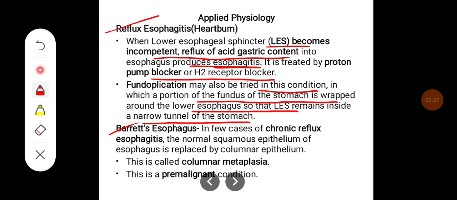Barrett's esophagus. In a few cases of chronic reflux esophagitis, the normal squamous epithelium of the esophagus is replaced by columnar epithelium. So this is called columnar metaplasia, and it's a pre-malignant condition.